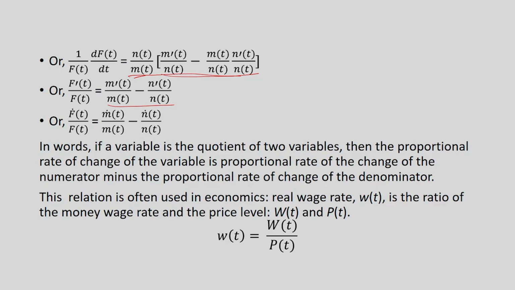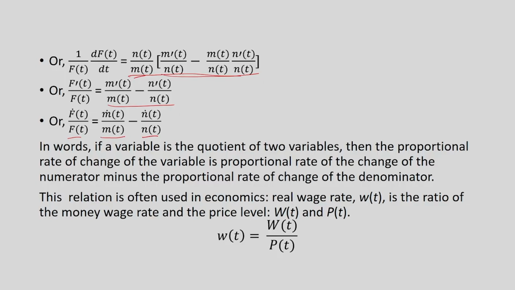So, if I express this in words, if a variable is the quotient of two variables, then the proportional rate of change of the variable is the proportional rate of change of the numerator minus the proportional rate of change of the denominator, right. You take the difference of these two, you get the proportional rate of change of the ratio. This relation is again quite important in economic analysis.